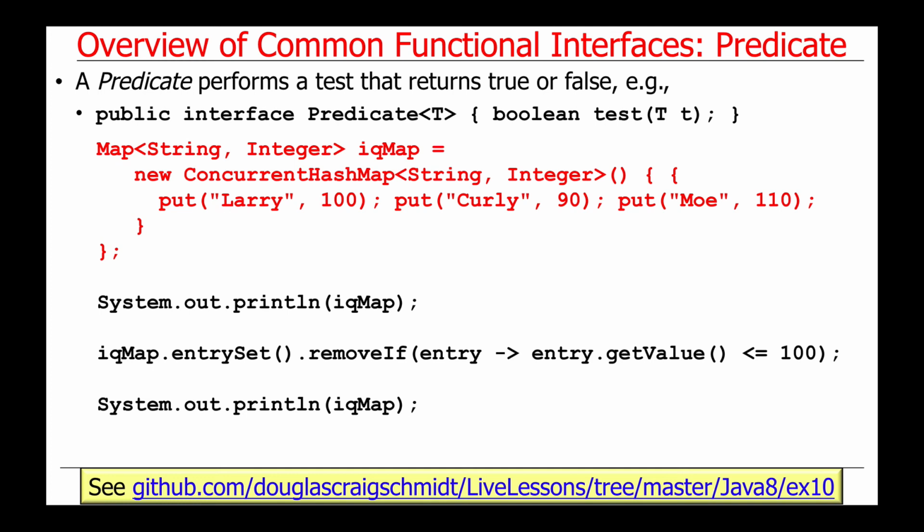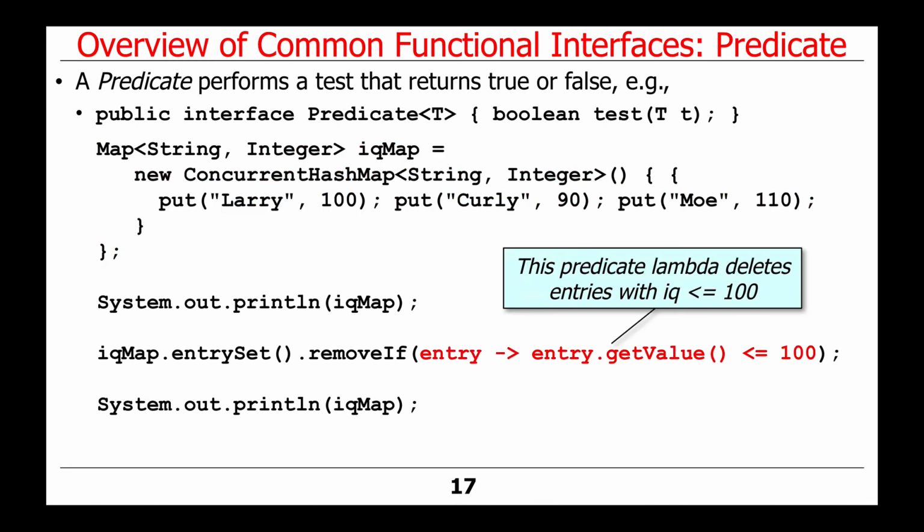We're going to put into the ConcurrentHashMap 3 entries for the 3 Stooges: Larry, Curly, and Moe. And we're also going to associate IQ points with each of the Stooges, which, as you can see, are rather low because they weren't very smart. So we go ahead and we make our IQ map, which maps String to Integer. And then down here, I show the removeIf method, which is a method that's defined on the map entry set, which goes ahead and will take a lambda expression that deletes any entries with an IQ that's less than or equal to 100.